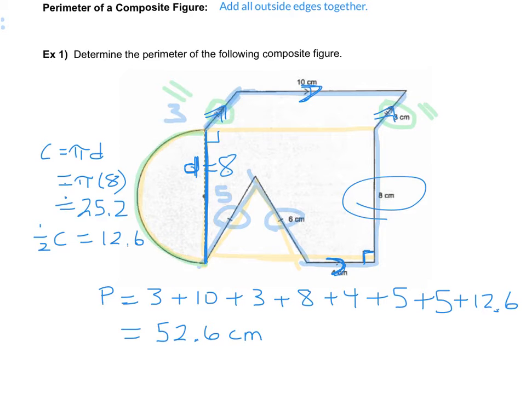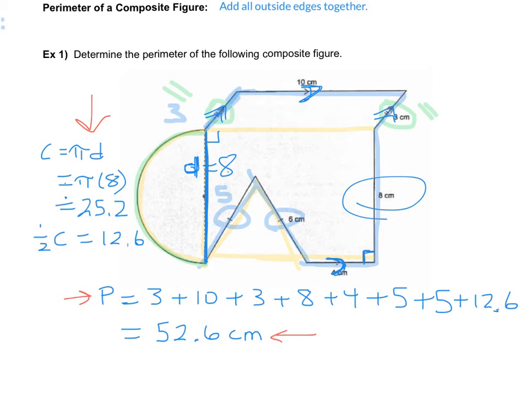So notice a couple of things in terms of what I'm expecting. I've done a little side calculation and I've shown my work here. So the side calculation, I'm showing that I'm taking half of it. I could have just put divide 2 with all of those calculations to get down to the 12.6. Notice here I've got my capital P, my equals, and then I'm showing what I'm adding together, and then I have my final answer with the units there. All right, so that's perimeter. It's all outside edges added together. Sometimes you have to do a little extra work to get there.